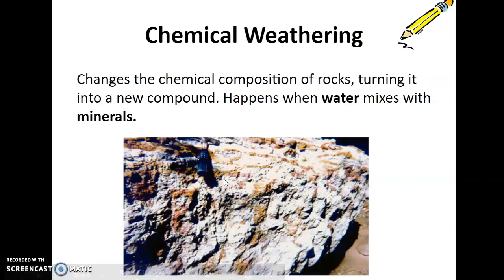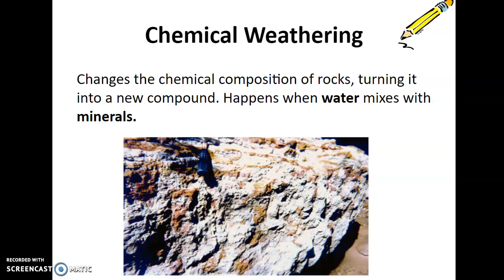So now that we've learned about physical or mechanical weathering, we're going to learn about chemical weathering. Chemical weathering, in contrast with mechanical or physical weathering, changes the chemical composition of rocks and turns it into a new compound. This happens when water mixes with minerals. So this distinction is really important to know.